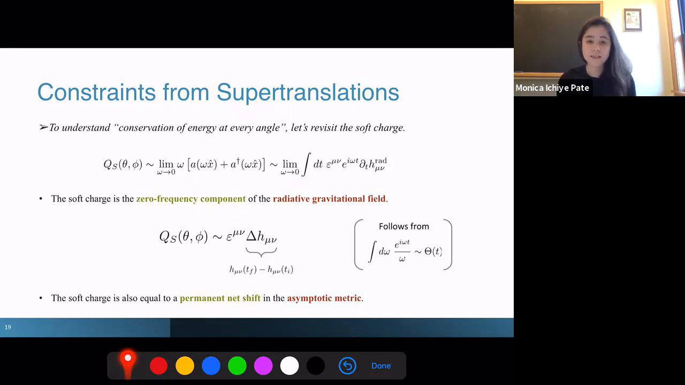So with this phrasing, the soft charge sounds a little unphysical. In particular, it sounds as if the data in the soft charge is something that can't really be measured.